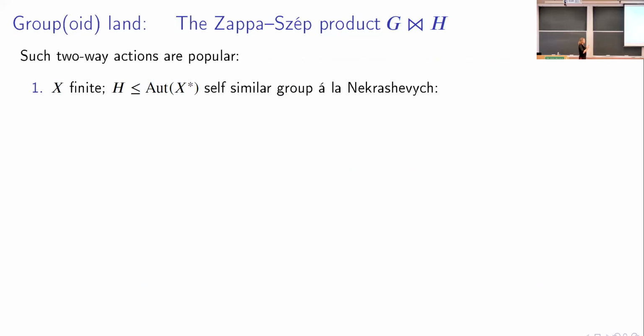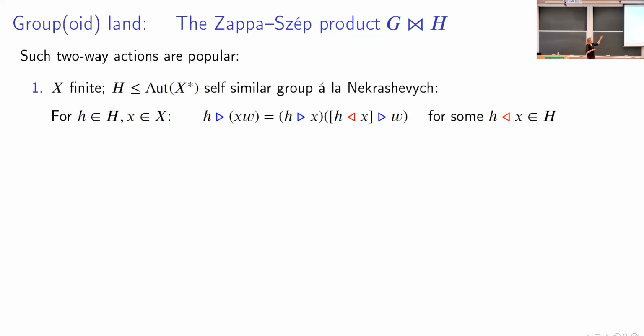Okay, so these types of two-way actions are really fashionable at the moment. They have been for a while, actually. So for example, Nekrashevych self-similar groups, where you have some finite set and a subgroup of the automorphisms on the finite words. Then there is this condition that if an H acts on a word that starts with the letter X, it's the same thing as acting on the letter and then a variant of H acting on the rest of the word. This is really the same condition as the one that I wrote down earlier.